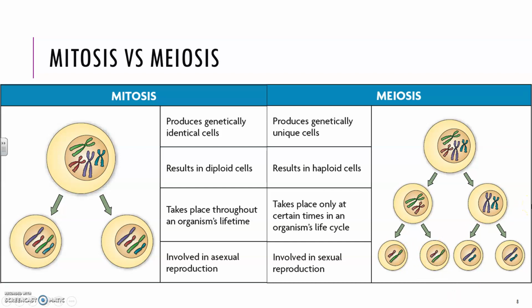It results in haploid cells, and it's only going to take place at certain times in an organism's life cycle. So it starts around puberty and then lasts, well, for males it lasts longer, for females it lasts only a certain amount of time. And meiosis is involved in sexual reproduction.